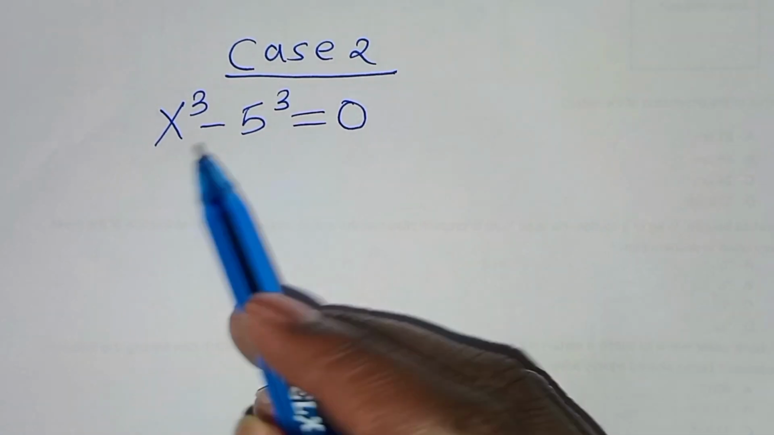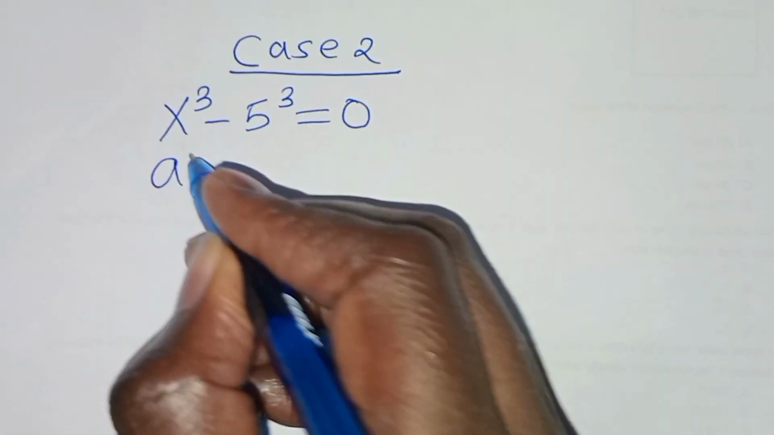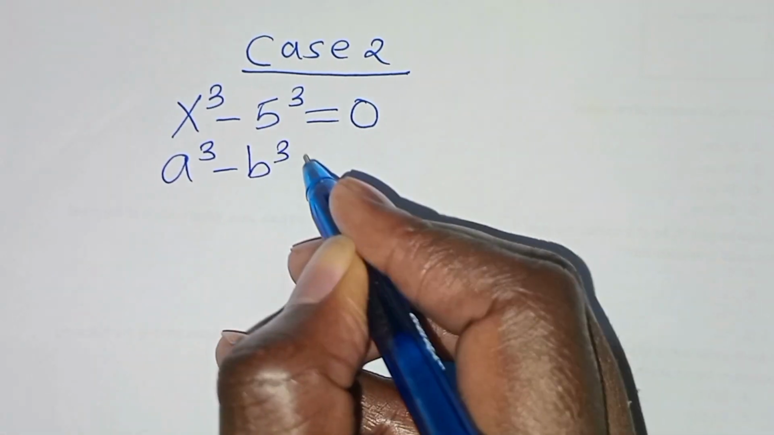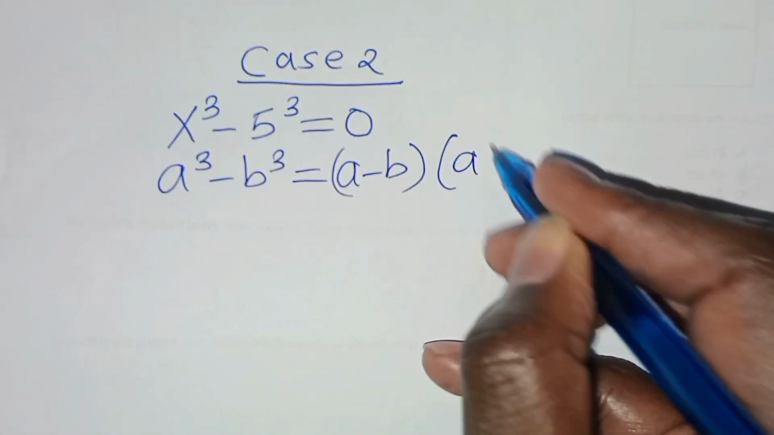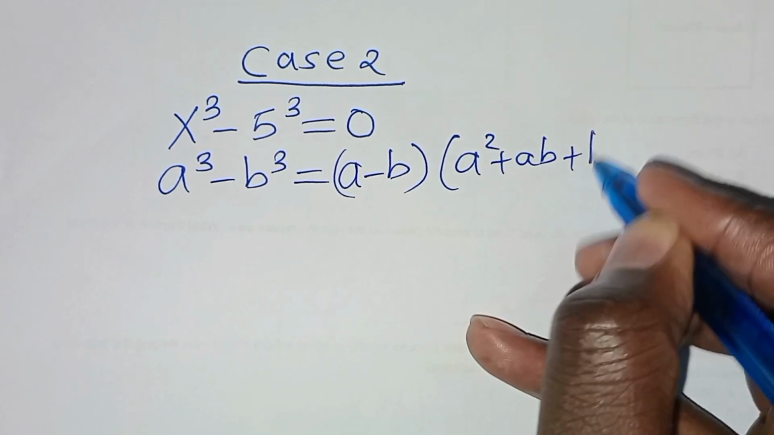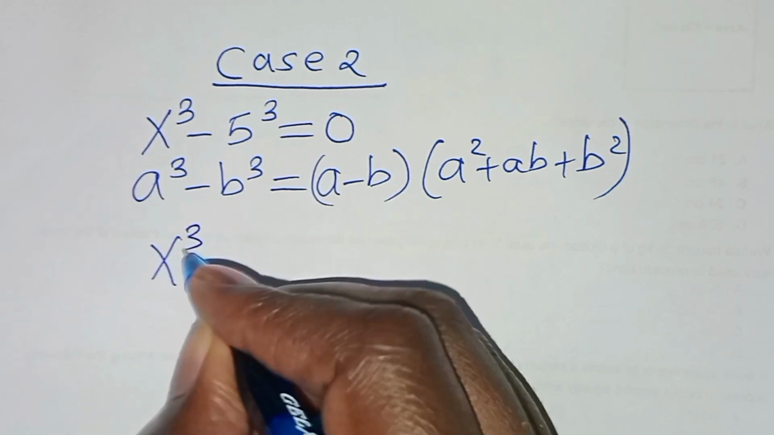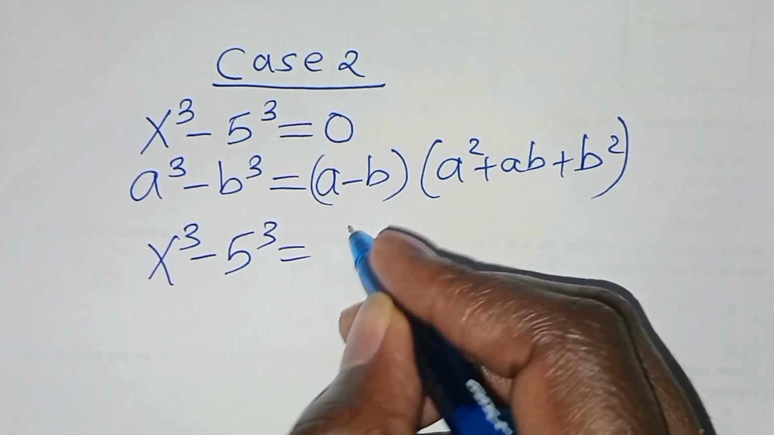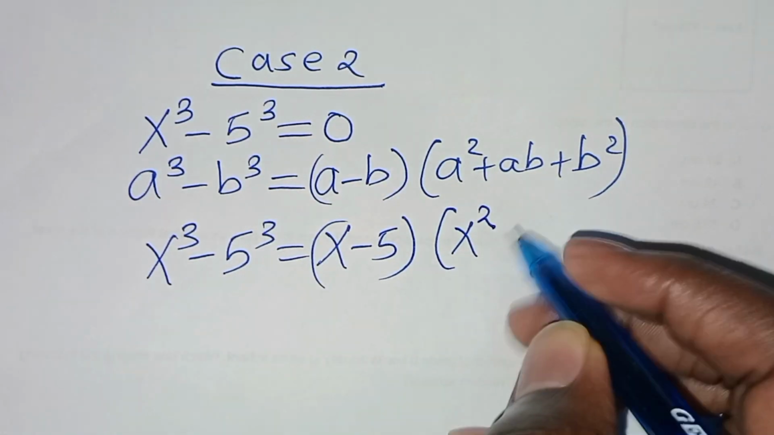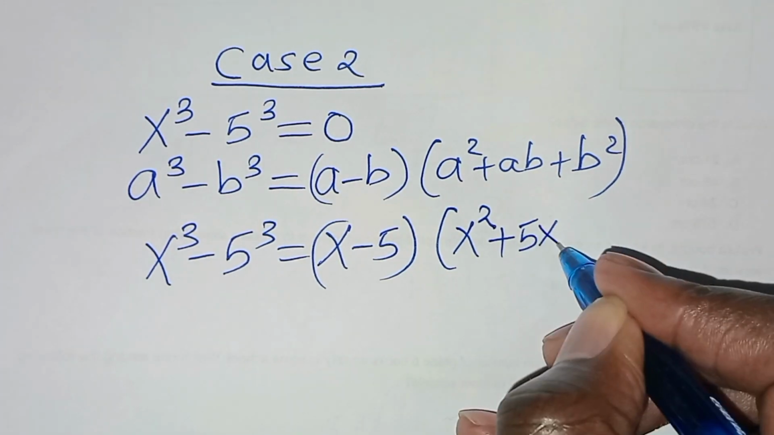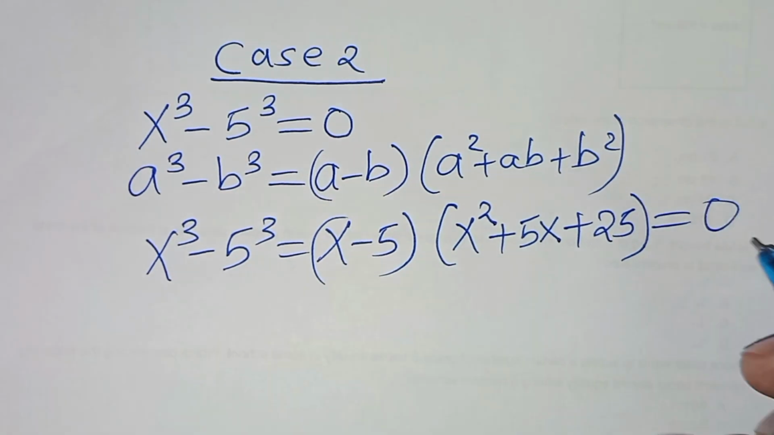For case 2, we have x to power 3 minus 5 to power 3 equal to 0. This is actually the difference of two cubes, expressed as a cubed minus b cubed, which you can express as a minus b times a squared plus ab plus b squared. Applying this property, x to power 3 minus 5 to power 3 can be expressed as x minus 5 times x squared plus 5x plus 5 squared, which is 25, all this equal to 0.